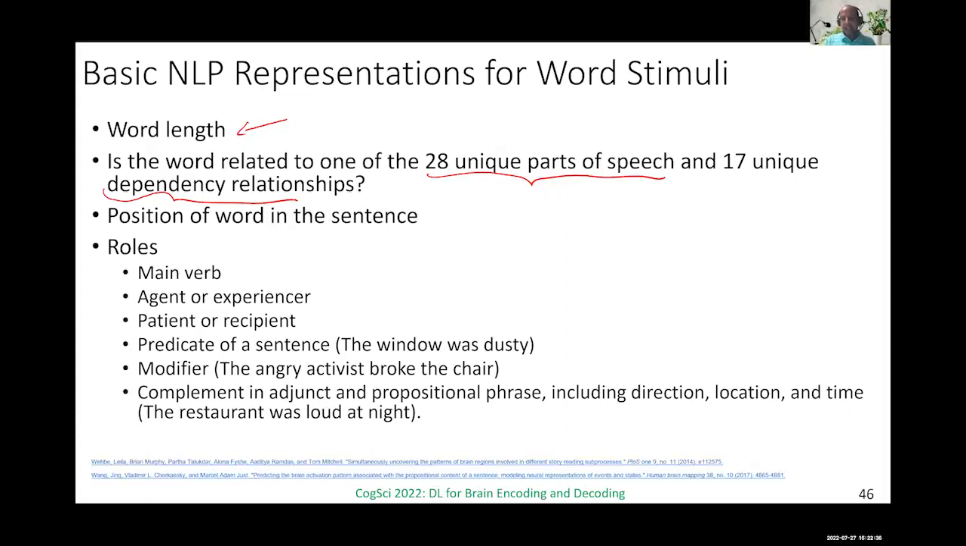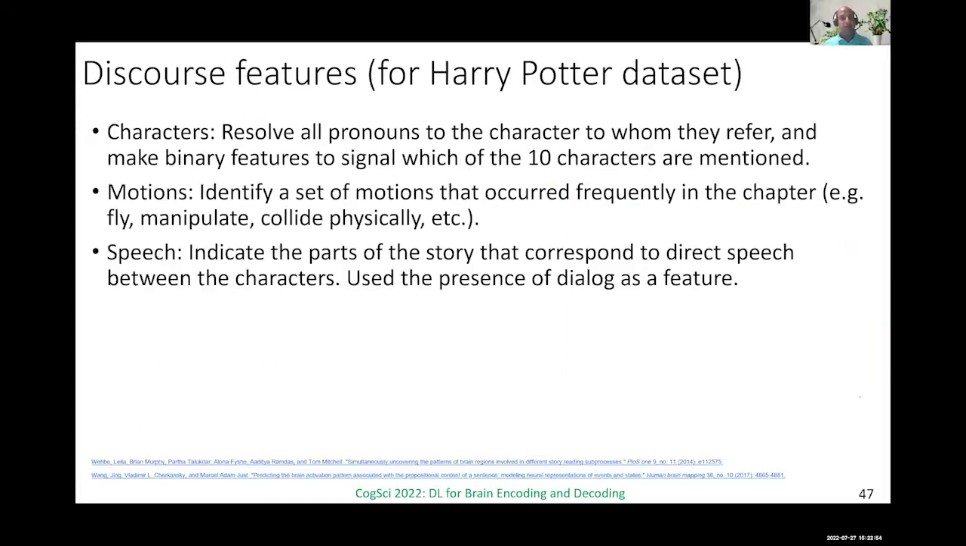And then the last kind of features that were a part of these basic NLP representations are role-based features. So is the word the main verb of the sentence, or is it an agent or a patient, the experiencer, or the recipient? Is the word a part of the predicate, or is it a modifier or complement, and so on. So that's the role played by the word in the sentence. Now, those were some basic NLP representations for text stimuli.